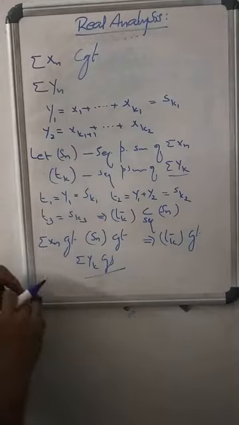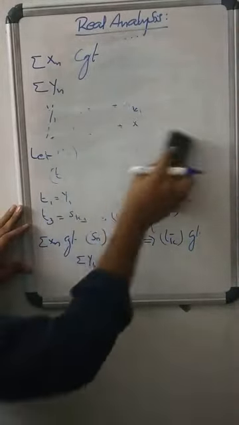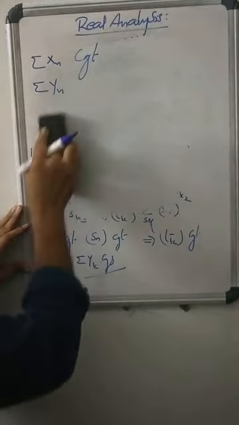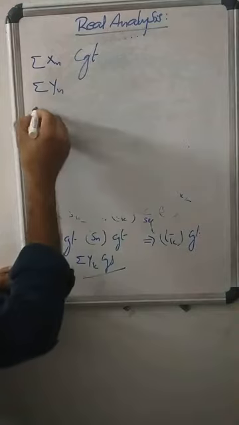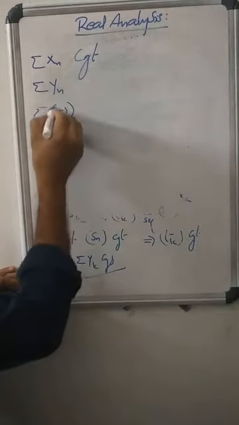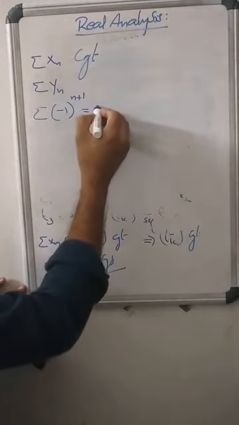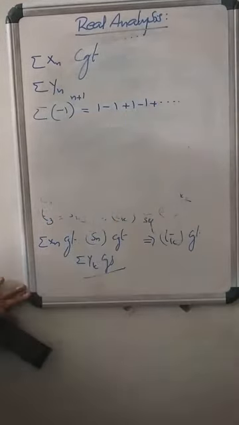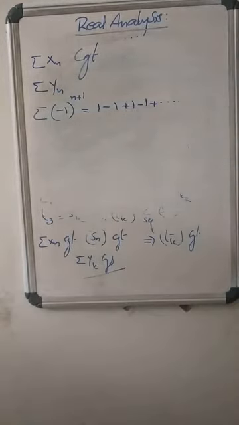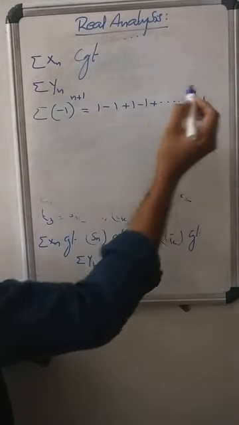So, as an example, consider sigma minus 1 power n plus 1. What is minus 1 power n plus 1? This equals 1 minus 1 plus 1 minus 1 plus, etcetera. Okay. What about this alternating series? This should diverge. Why?